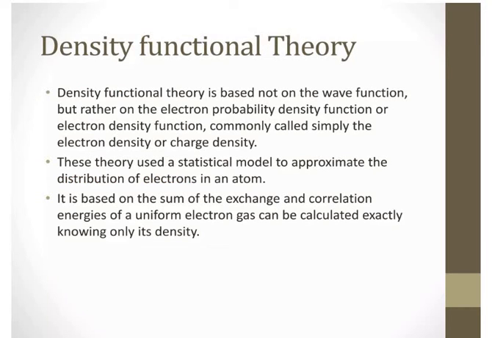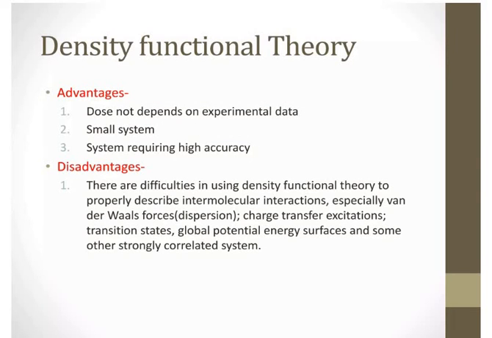Now, density functional theory. Density functional theory is based not on the wave function, but rather on the electron probability density function, or electron density function, commonly called simply the electron density or charge density. This theory uses a statistical model to approximate the distribution of electrons in an atom. It is based on the sum of the exchange and correlation energy of a uniform electron gas, which can be calculated exactly knowing only its density. So it does not depend on approximate data.